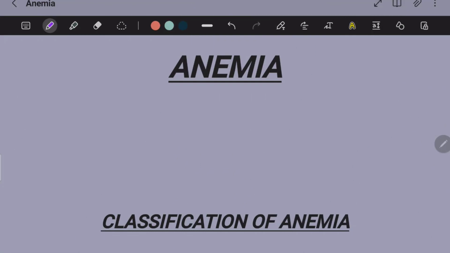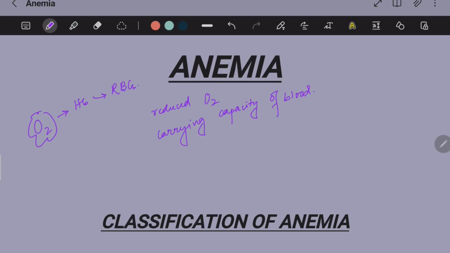Now let us talk about anemia. What actually is anemia? Anemia is defined as the reduced oxygen carrying capacity of blood. Now, oxygen is carried by the hemoglobin present in the RBCs. So, if RBC decreases or hemoglobin decreases, anemia can occur. Thus, anemia is caused due to the less concentration or amount of RBCs or low hemoglobin level, or maybe due to both of them.